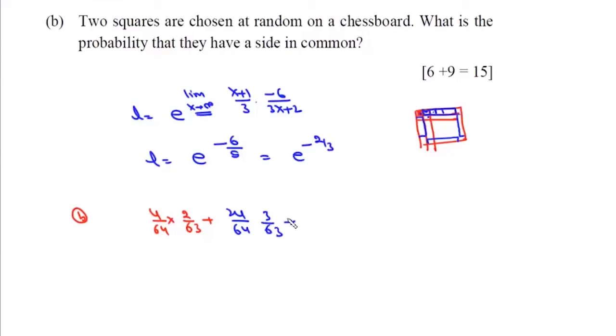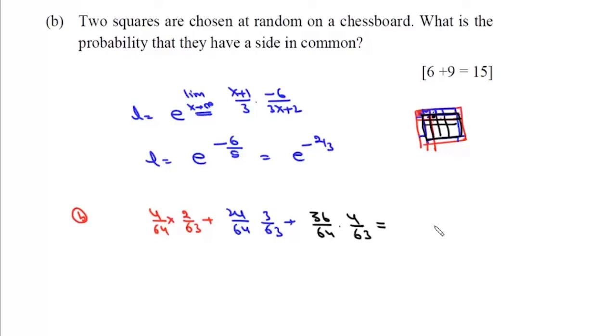And then plus, if we choose any of these squares from the remaining squares, now the total number of remaining squares will be 6 into 6, 36. So the probability will be 36 by 64 into, so each of these squares has 4 neighbors. So we can choose any one out of 4. It can be done in 4 by 63 ways.